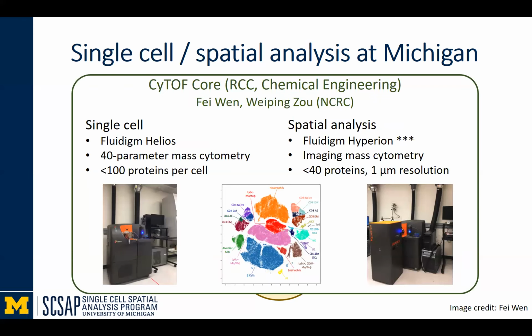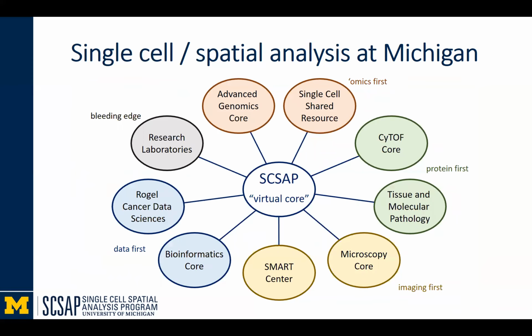So the first is the CyTOF core led by Fei Wen. And here what we're going to see is a mass spectrometry based readout to look at either single cell or spatial analysis in the form of the Fluidigm Helios and Hyperion platforms. And this is 40 parameter mass cytometry, which is applied to detect either up to 100 proteins per individual cell in a flow type paradigm, or to use a tissue sample with 1 micron resolution and detecting up to the range of about 40 proteins in a sample. And again, you'll be hearing more about the Hyperion application in a short talk.